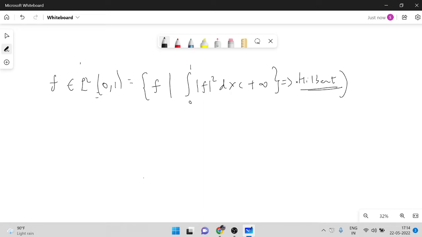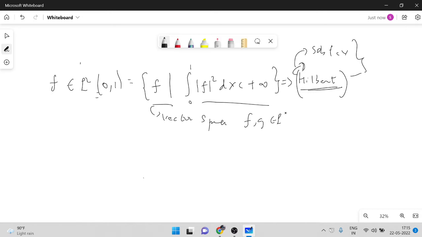I'll explain more about Hilbert space in the second phase of our PDE course, where we are discussing distributions and derivatives of distributions and so on. There we will be constructing what is called a Hilbert space and what is called a Sobolev space. So for now, this is something that is a vector space. What does that mean? If f and g belong to L2 0 1, it implies alpha f plus g should also belong to L2 0 1.